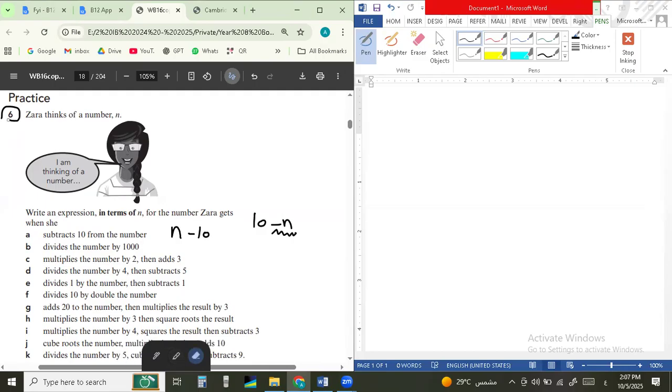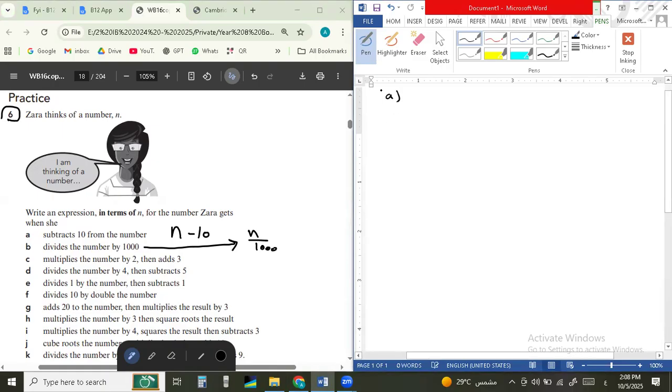All right, next, let me write this. Divides the number by 1000. It just goes in the same order in division. Divide the number, so n over 1000. Let's write them here, it's going to be clearer and more organized. A, n minus 10. B, n over 1000. C, multiplies the number by 2, so 2n. Perfect. Then adds 3, plus 3.